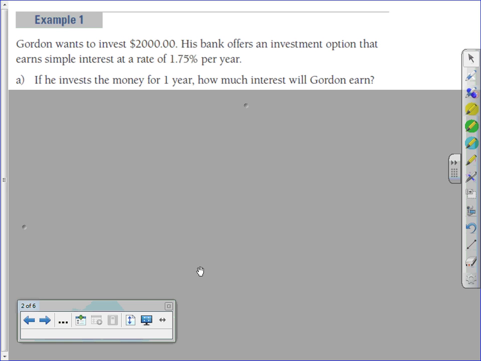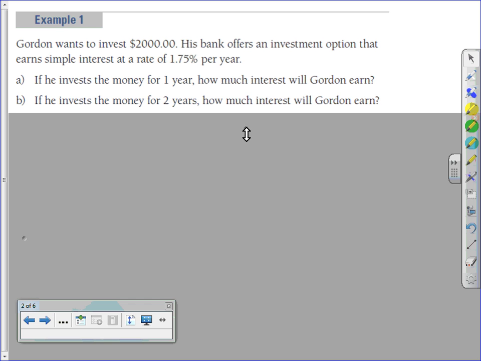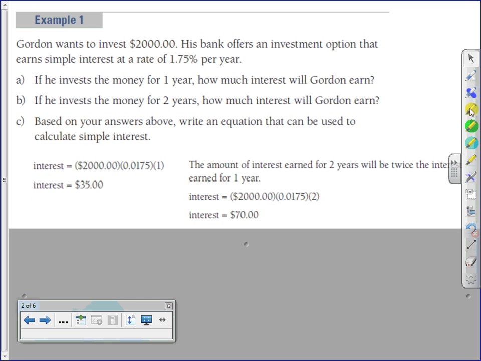So in this example here, this guy's going to invest $2,000 and it's going to get a simple interest rate of 1.75% per year. So in the first year, to find that interest, which you can see on the page here, it's simply your principal amount, the amount you're investing, times the interest rate as a percentage. So if you change 1.75 to percent by dividing by 100, and then times it by the number of years, you multiply that together, you'll get $35.